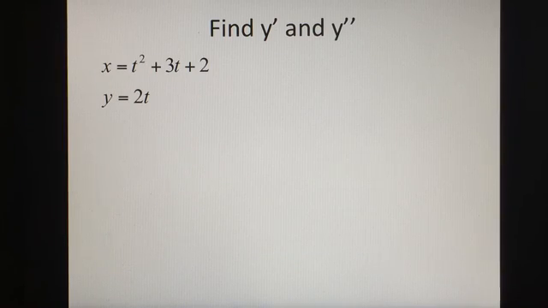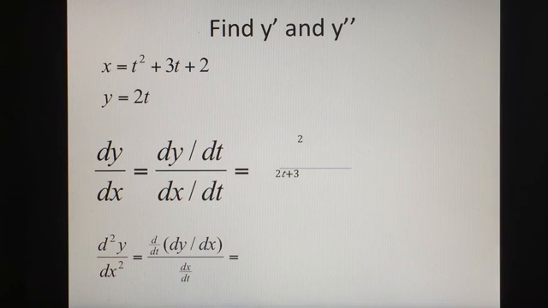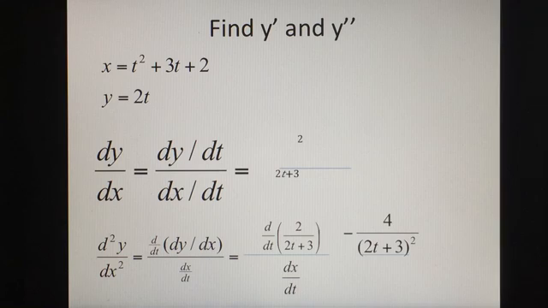Let's do another example. We have x equals t squared plus 3t plus 2 and y equals 2t. So to find y prime, that first derivative, you have 2 over 2t plus 3. And then to find that second derivative, again using that formula, we have the derivative of 2 over 2t plus 3, over dx/dt, which gives you negative 4 over (2t plus 3) squared, over 2t plus 3. Simplifying that, you get negative 4 over (2t plus 3) cubed.